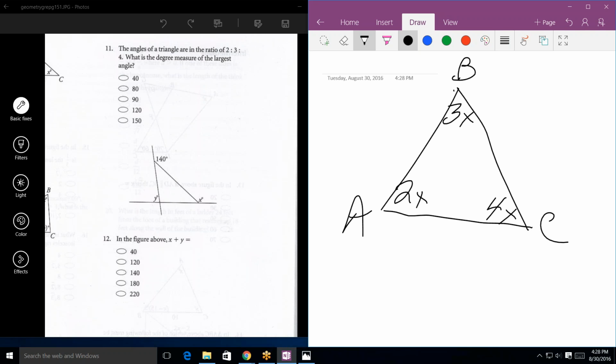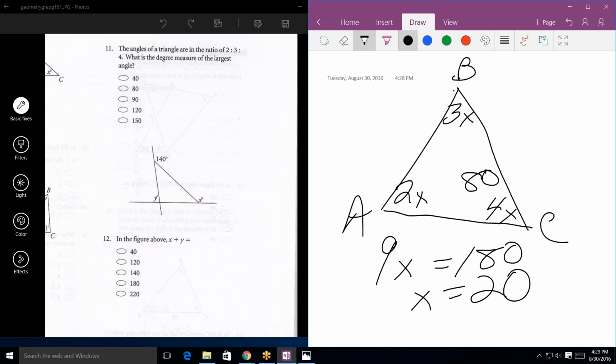Now, those three angles are in the ratio of 2 to 3 to 4. You introduced the x. You had to come up with that yourself. Yes. So then you add up all the x's and get the equation 9x equals 180. You divide by 9 and get 20. So you multiply 4 times 20 and get 80 degrees. So 80 is the largest angle. Good.